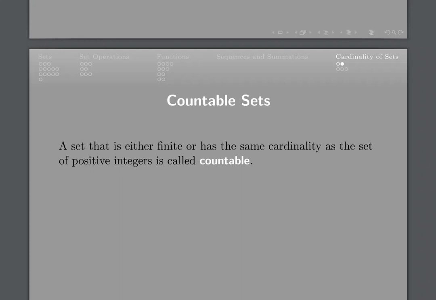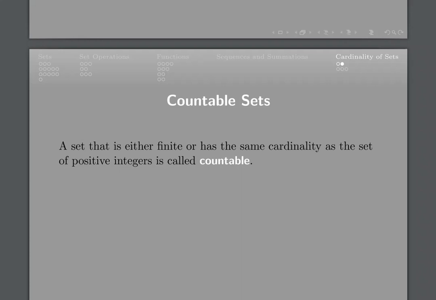Okay, so we have what's referred to as countable sets. A set that is either finite or has the same cardinality as the set of positive integers is called countable. So that's why I referred to N as the set of countable numbers. N is a countable set because obviously there's a one-to-one map between the positive integers and the positive integers, the identity map. So if it's finite, then that means there is a subset of the counting numbers that can be mapped to that set.